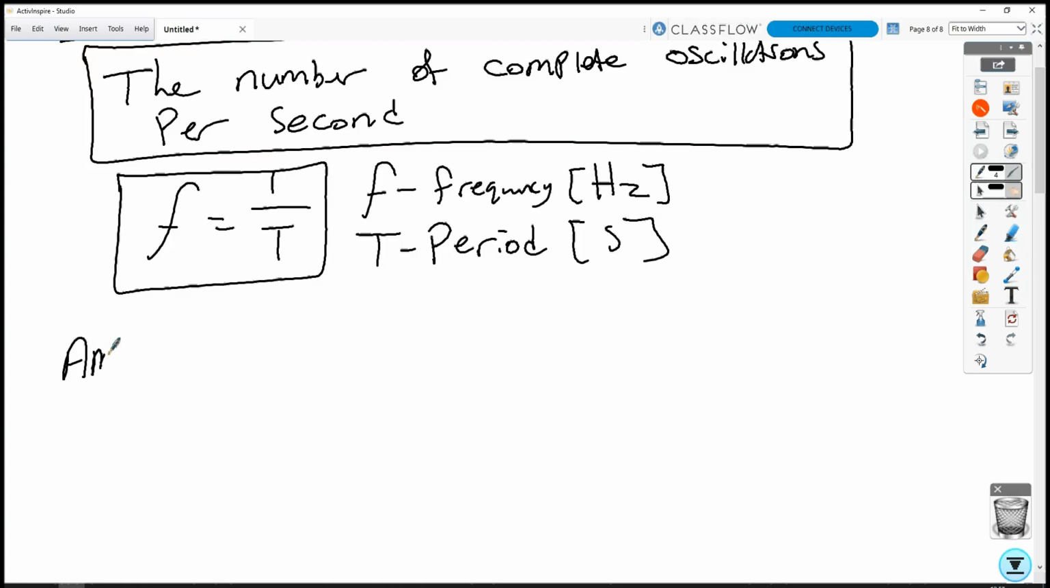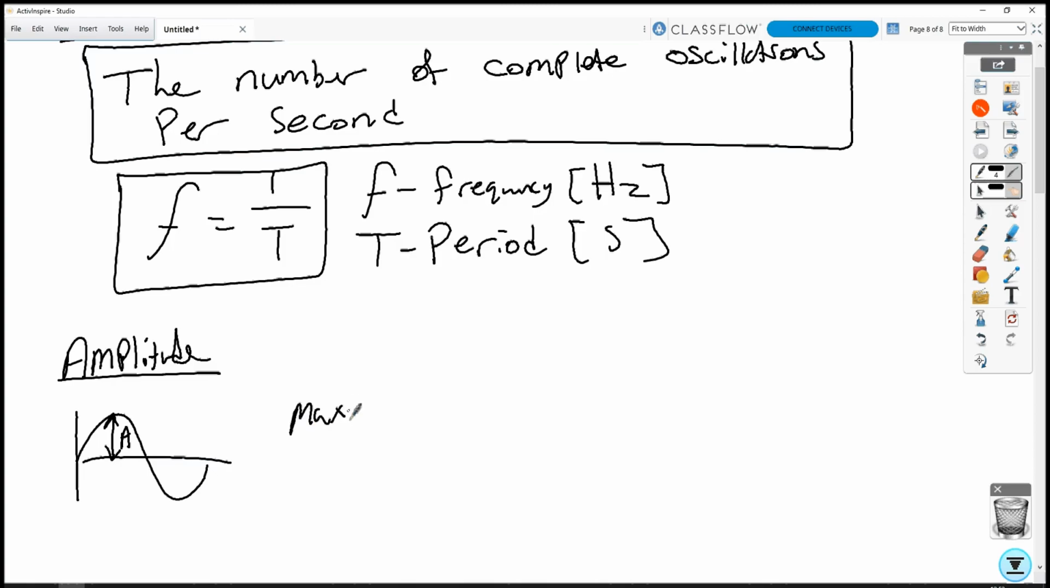Next, we'll move on to the amplitude. So a quick sketch will help. Label that as A. And the amplitude is defined as the maximum displacement on the y-axis from 0.